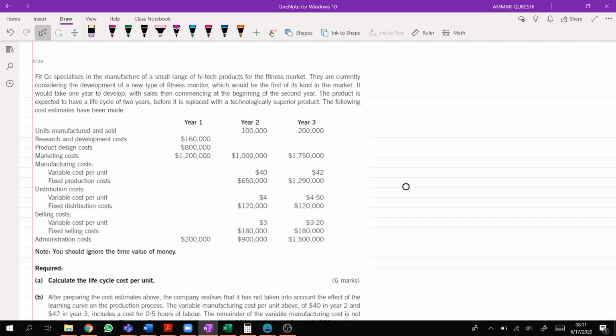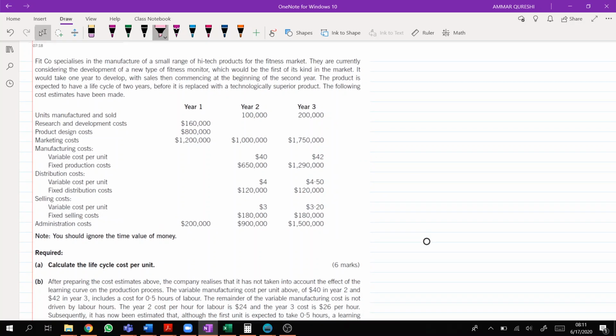Its first requirement is simple. It says calculate life cycle cost per unit, that is for 6 months. So let's just start with this part.